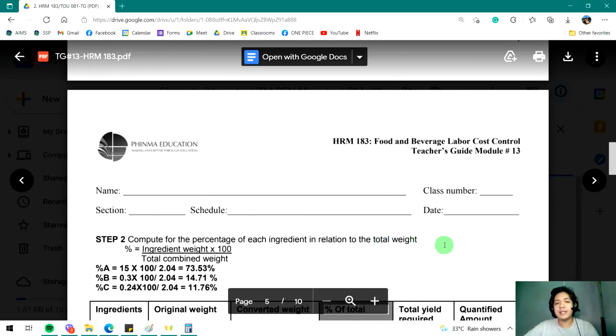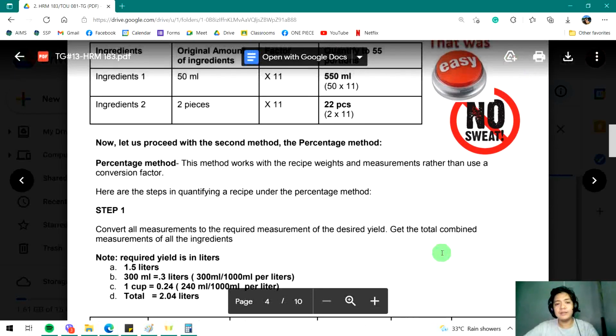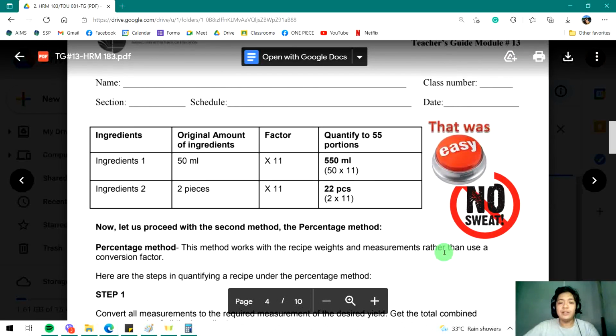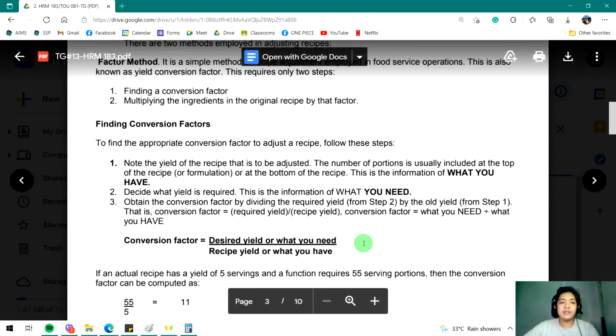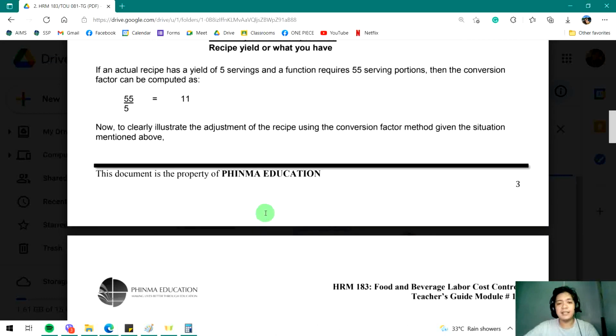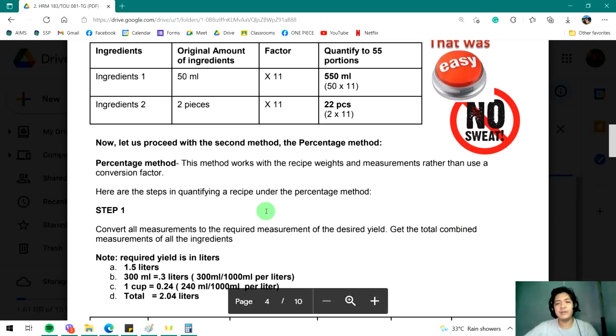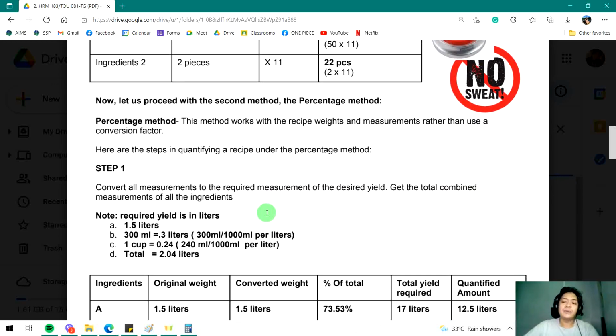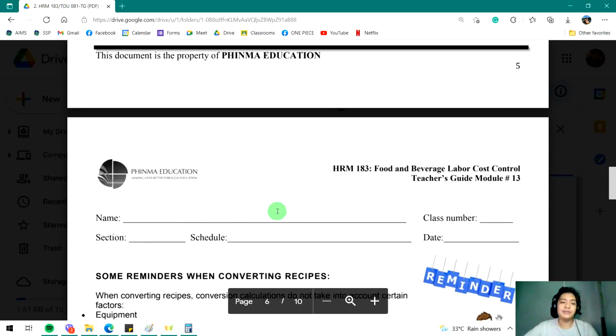And I guess with that, we can all agree that factor method is a lot easier to do. And it's a lot direct to do. Mas madali talaga siyang gawin. And hindi mo na kailangan ng convert. So, ito yung mas mai-recommend ko sa inyo if you will have your own businesses in the future.